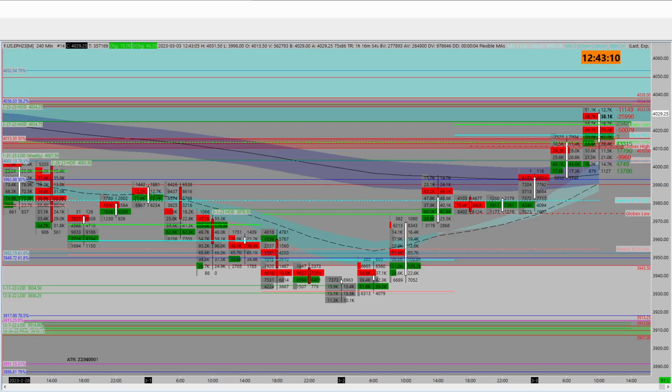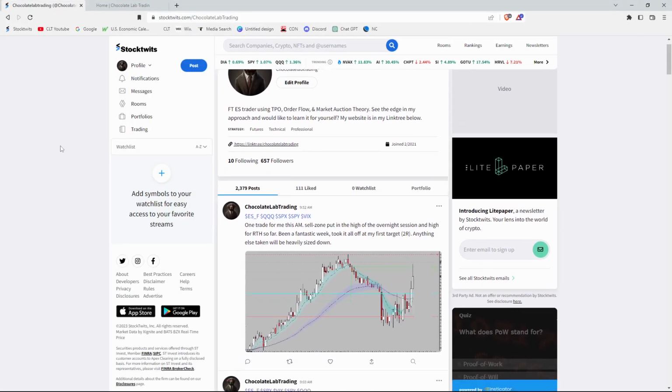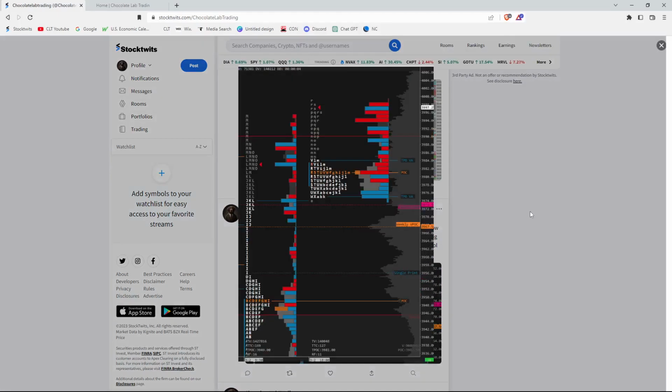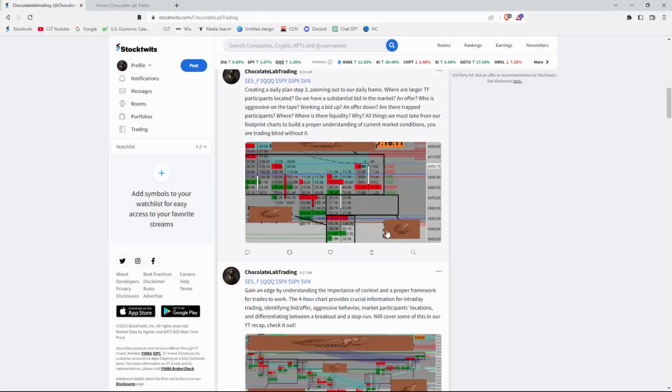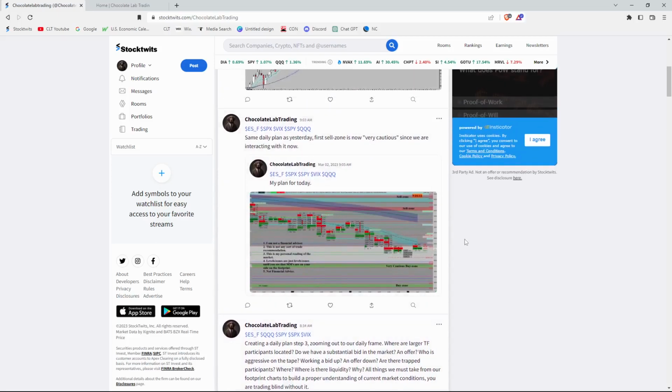So let me just pull up StockTwits. I post, as I said, the plans on StockTwits and YouTube, and I annotate. So I'll annotate the TPO chart, the 4-hour, and the 30, and I send that in the daily plan tab on the Discord to make sure people learn differently.